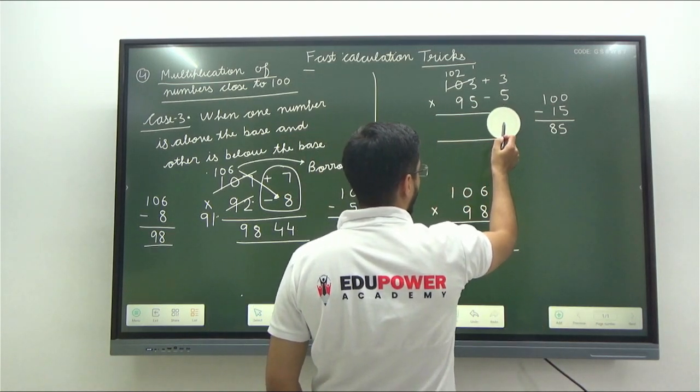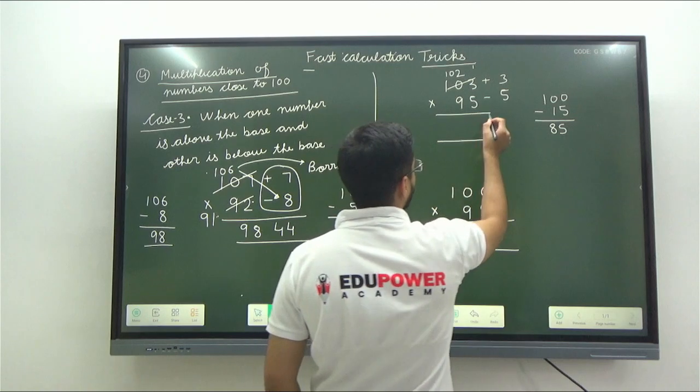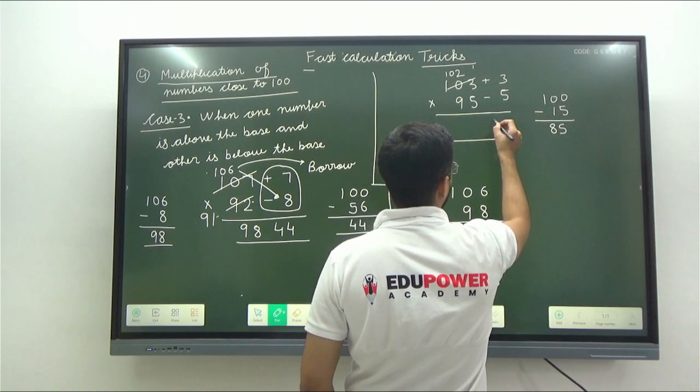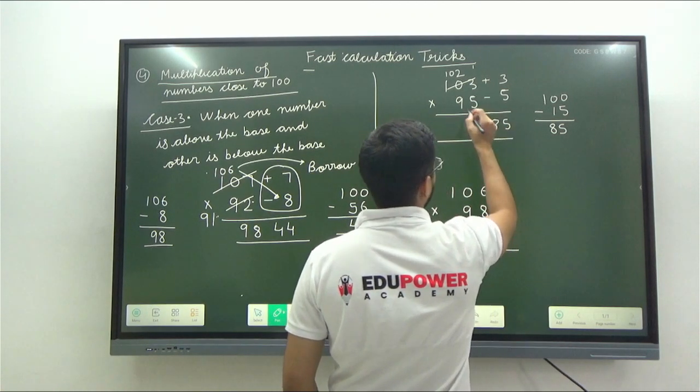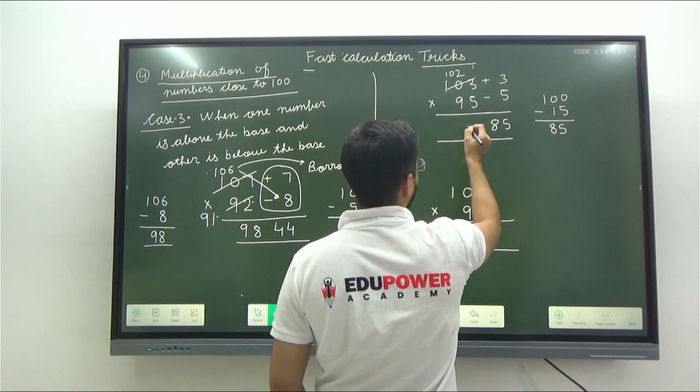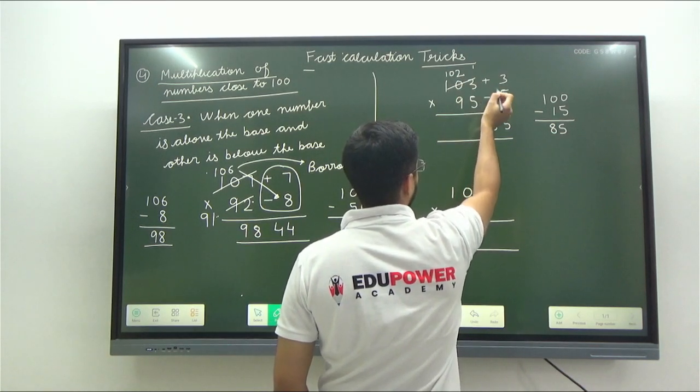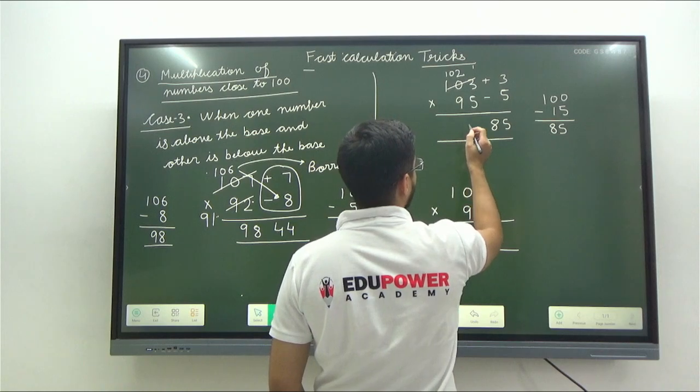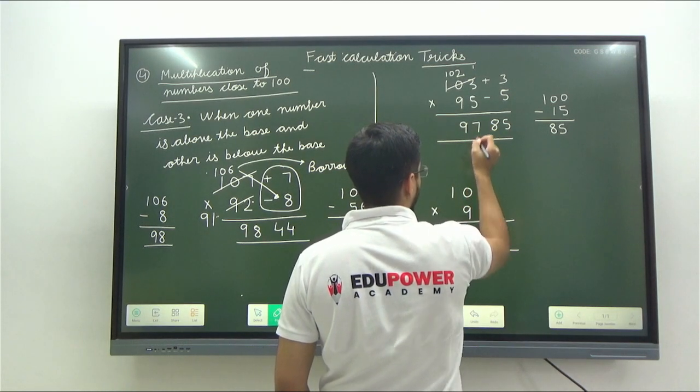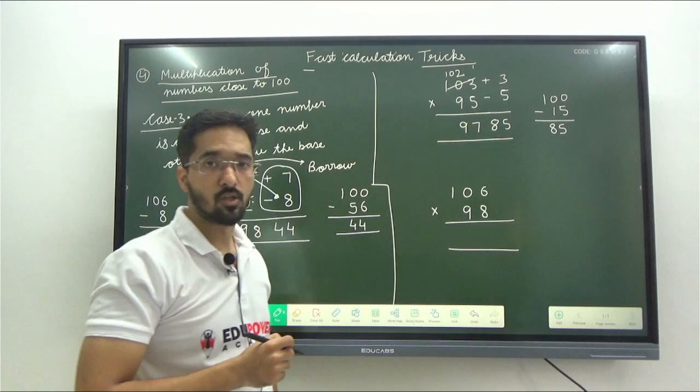Now, 102 minus 5, this will be 97. So, the answer is 9785.